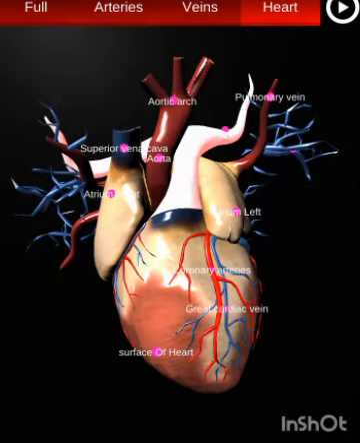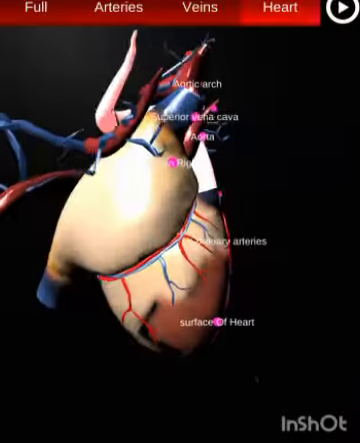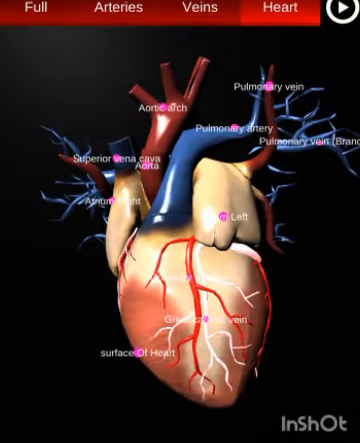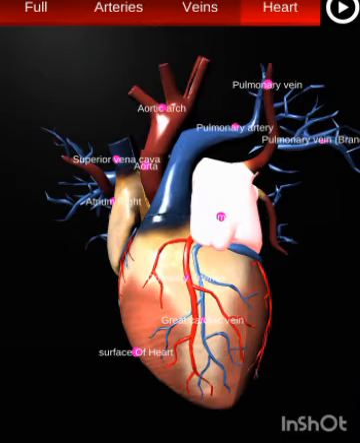Then in the lungs, the blood will receive oxygen. After receiving oxygen, the blood will come back to the heart through another channel, which we call the pulmonary vein. So the blood from the lungs will come into the heart through the pulmonary vein into the left atrium. The left atrium is the chamber in which blood enters the heart from the lungs, and that is oxygenated blood.